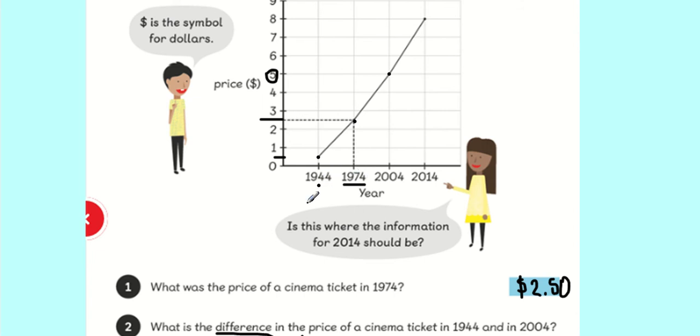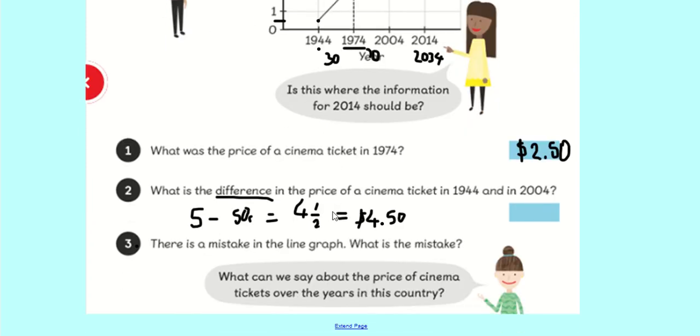1944 to 1974, well, that's a gap of 30 years. Then from 1974 to 2004, well, that's a gap of 30 years. 2004 to 2014, that's only 10 years. We need to make the scale fit, so that would have to be 2034, which we know hasn't happened yet, so we're not going to have any data for that at all. So that is our mistake. Okay, 2014 shouldn't be there.